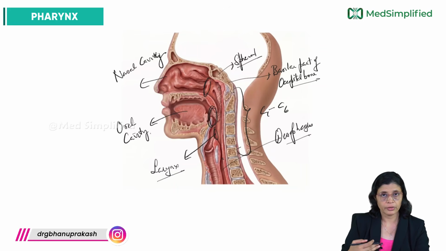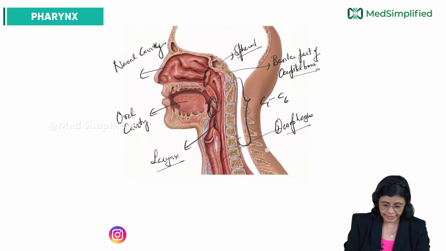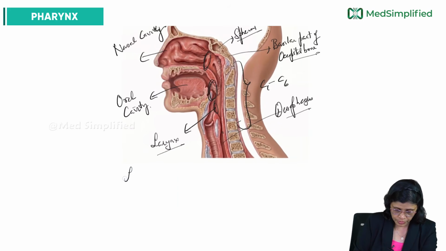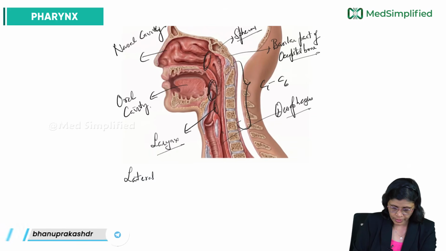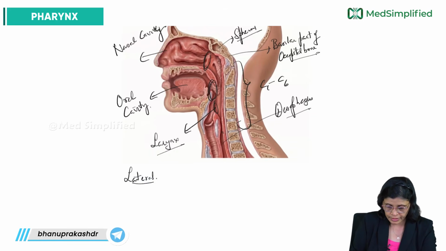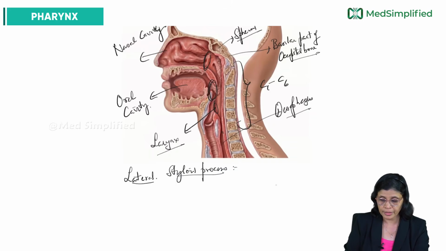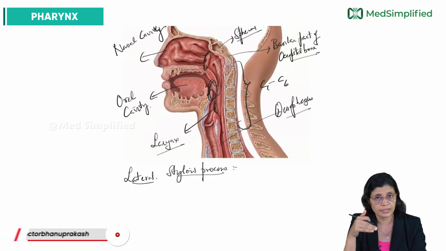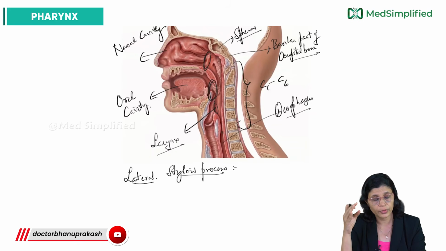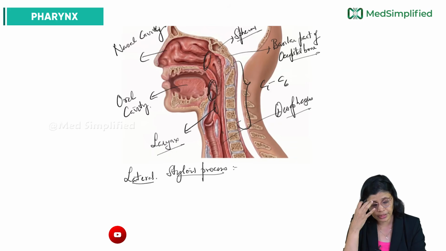And on either side, laterally, it is related to the styloid process and the styloid group of muscles. From the styloid process we will have three muscles: stylohyoid, stylopharyngeus, styloglossus. So it is related to these muscles as well as to the carotid sheath with its content. What are the contents within the carotid sheath? We have the carotid arteries, the internal jugular vein as well as the vagus nerve.